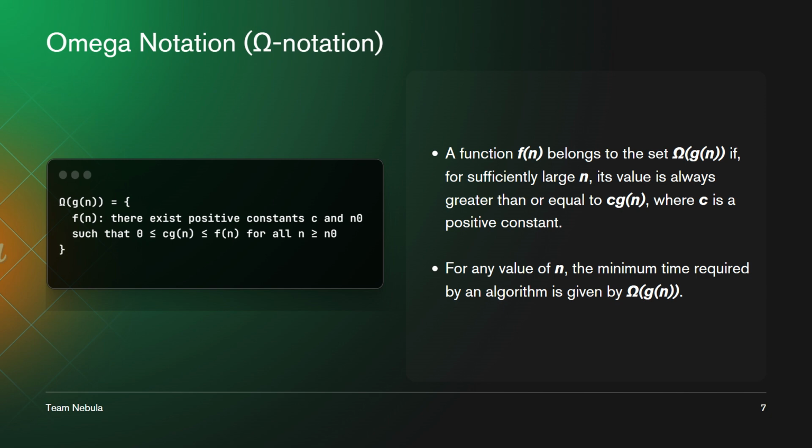The above expression can be described as: a function f(n) belongs to the set Omega(g(n)) if there exists a positive constant c such that it lies above c·g(n) for sufficiently large n. So for any value of n, the minimum time required by the algorithm is given by Omega(g(n)).